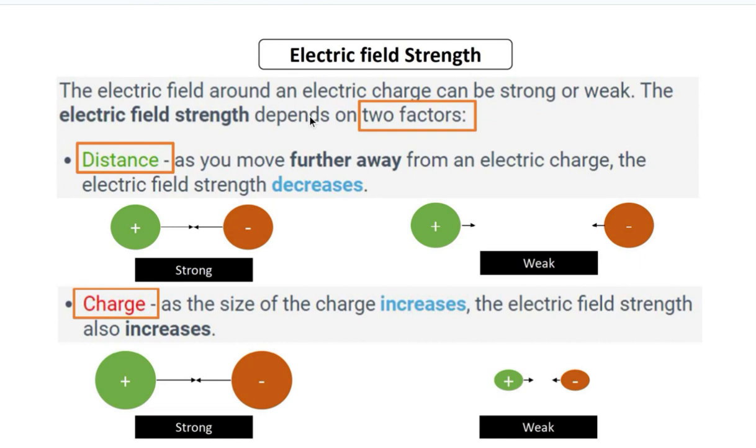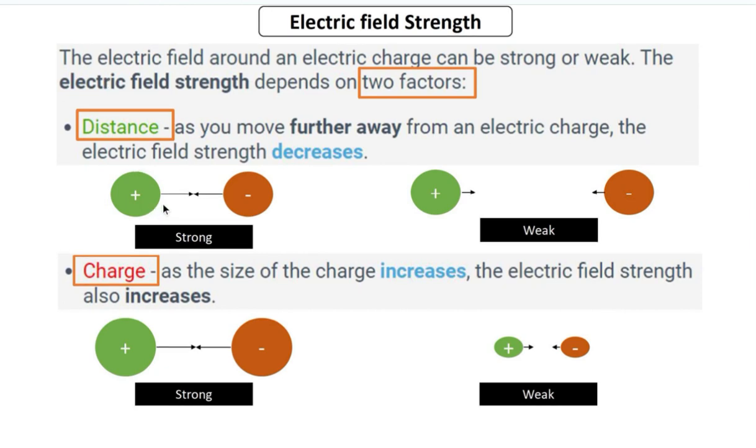Factors that affect electric field strength. There are two factors we are primarily looking at: the charge and the distance. As these charges move further and further away from each other, as distance increases, the strength of the electric field will decrease. So distance has an inverse relationship. As distance increases, strength will decrease. That's why these are getting weak as they move away from each other.